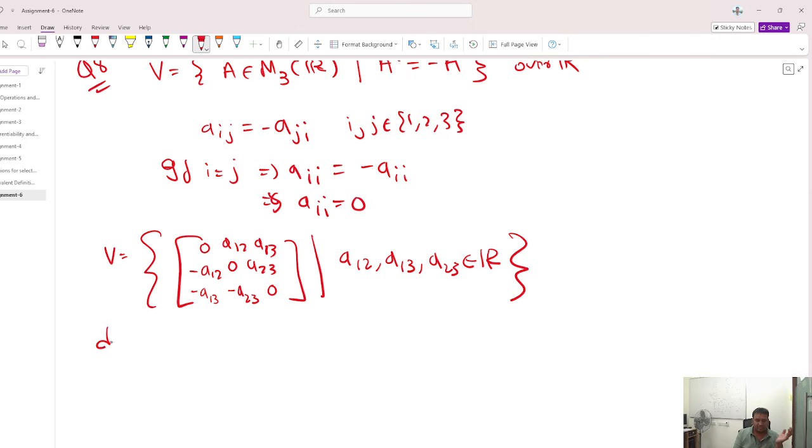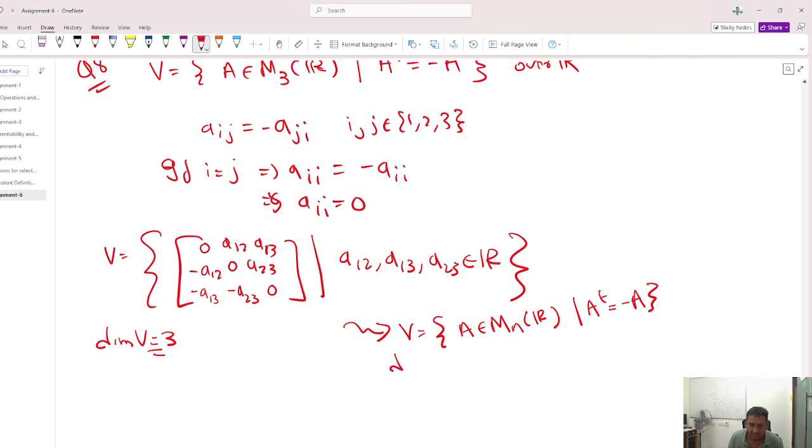And you know the dimension also. You can directly say 3, right? And you know the bases also, 3 matrices. So in general, again, here is your homework: if A transpose is minus A, show that the dimension of V is (n square minus n)/2. Is this fine? 3 times 3 is 9, 9 minus 3 is 6, 6 by 2 is 3. Yeah, it's fine.